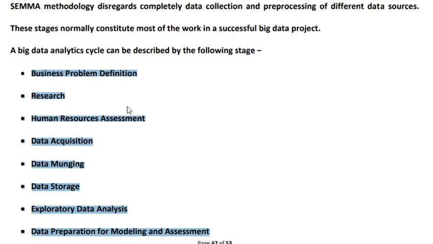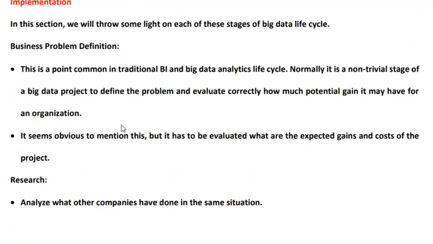So let us try to understand the significance of each and every identifiable phase. Now, the first phase, called business problem definition, aims at defining what the problem is, and the significance of the problem to the potential gain of a given organization. So this is what is done in the business problem definition.